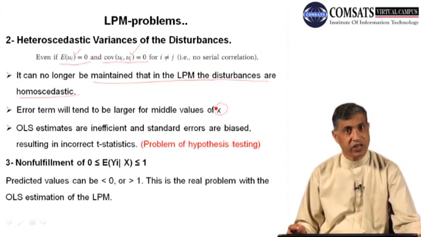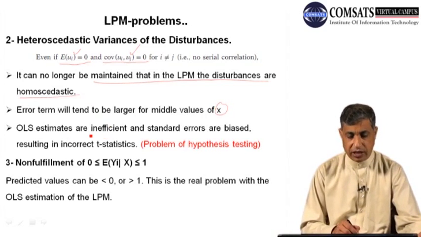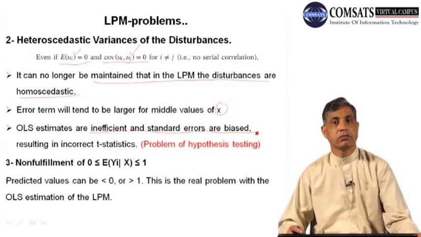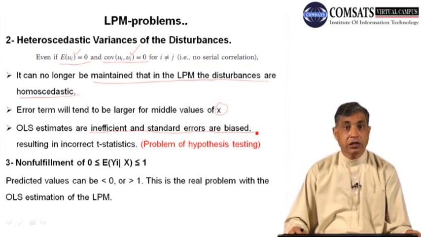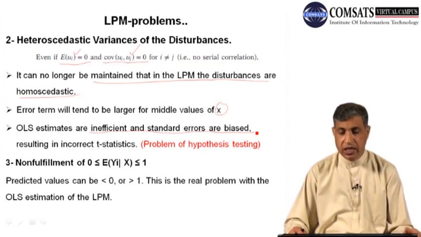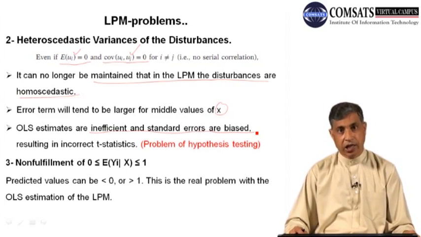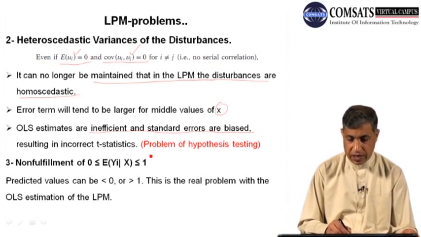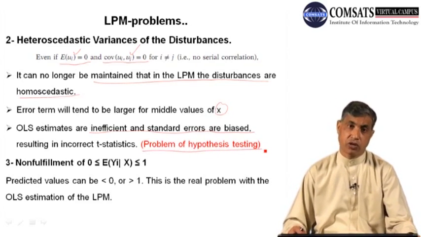When there is heteroscedastic variance of the error term, there is definitely a problem. OLS estimates are inefficient and standard errors are biased. The problem is there again. Inefficient means they no longer have minimum variance, and biased means their expected value will not converge to the true beta. We are not concerned about that. We are concerned about what problem could occur. The problem of hypothesis testing could occur.